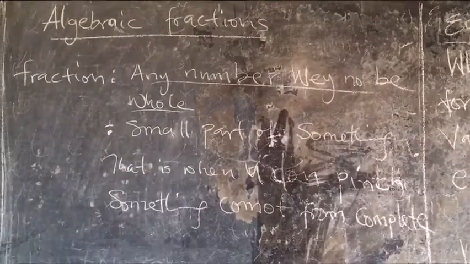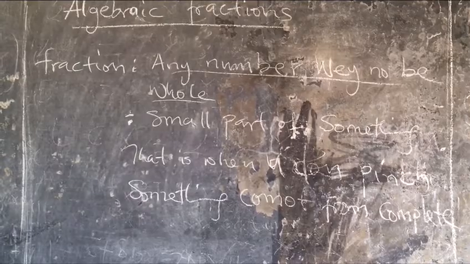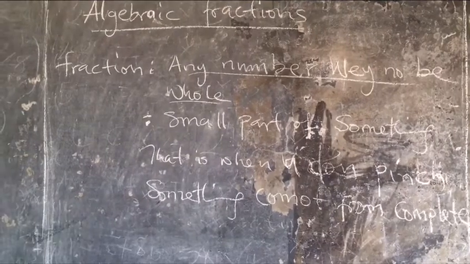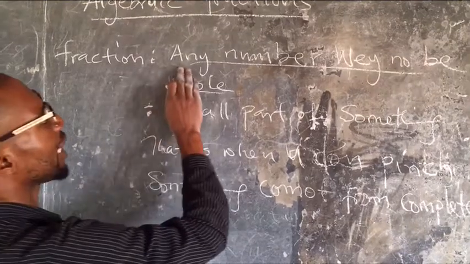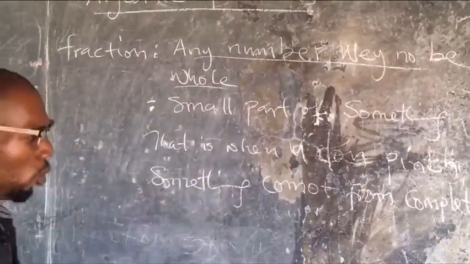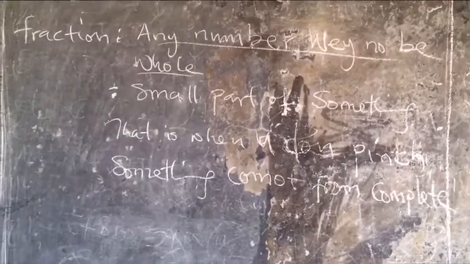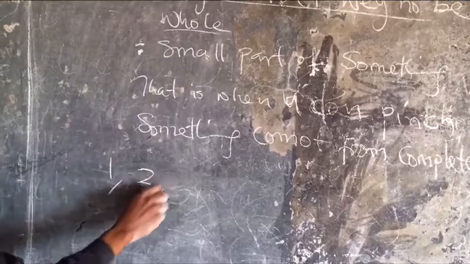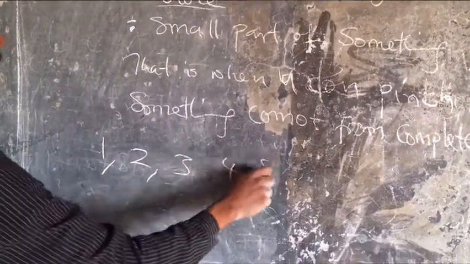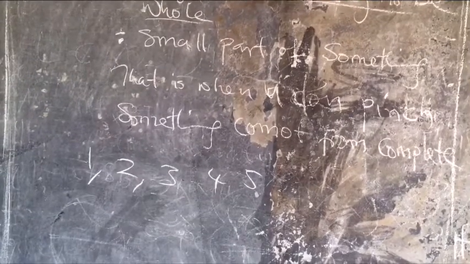So the next thing we want to learn now is algebraic fraction. Yes, algebraic fraction. Now first, what is a fraction? Fraction na any number wey no be whole. For our last class, I talk about perfect score, abi? Any number wey no be perfect score, wey no be 1, 2, 3, 4, 5, then a fraction the number be.